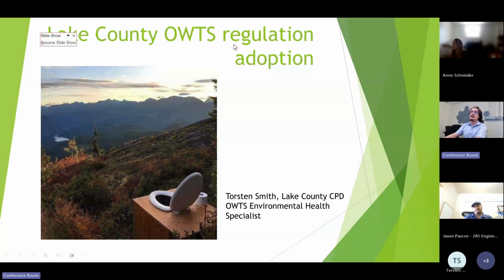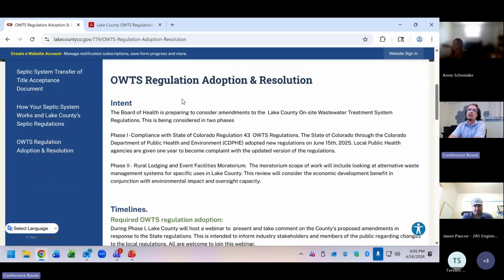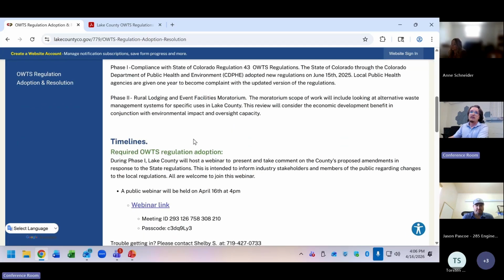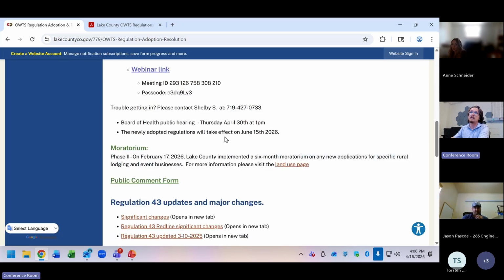We're just going to start off here with an overview of the webpage. There is a whole host of information on here along with the changes to Regulation 43, the red line for Regulation 43, and significant changes. There's other useful information on here too, a public comment form. If you don't get a chance to speak up today, go ahead and leave me a comment there.